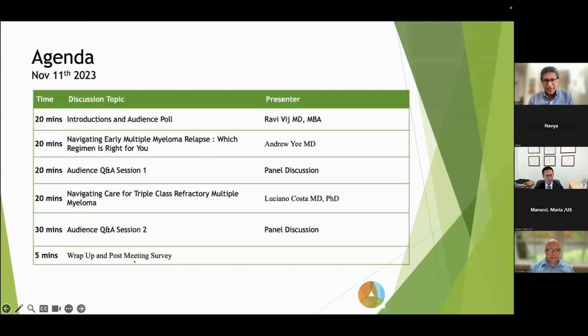So this is the agenda for today. We're going to have some introductions, and then Dr. Andrew Yee from the MGH is going to talk about early relapse multiple myeloma, how we treat it, how we think through it. We'll have a panel discussion. Dr. Luciano Costa will then talk about later relapse patients, what options exist, and then we'll have a panel discussion. Dr. Costa will be leaving about half an hour before the end of the meeting, and most of the second panel discussion I will moderate with Dr. Yee.